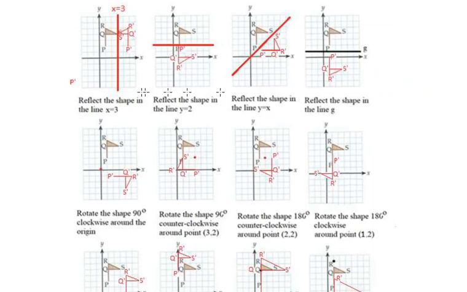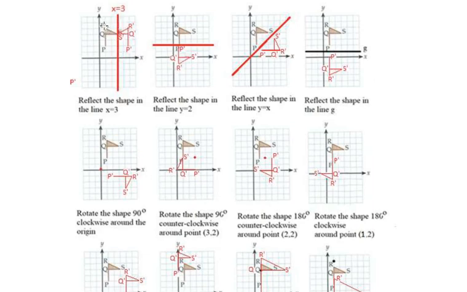Right, so we'll move on to reflection. Reflect the shape in the line x equals 3. Well, this bold red line in fact crosses the x-axis at 3. If we count 3 spaces from the origin, 1, 2, 3, this line is 3 away from the origin. Every single point on this line has an x value of 3, so it's x equals 3. Now notice that if we use that as a mirror line, everything matches up like this.